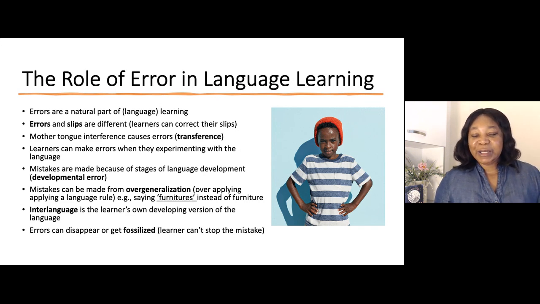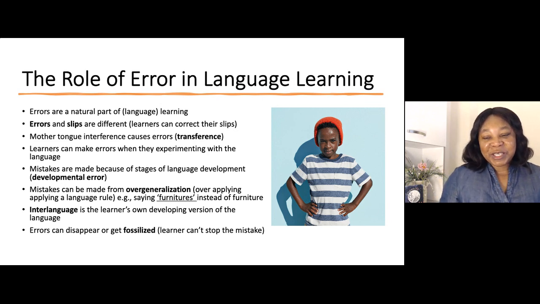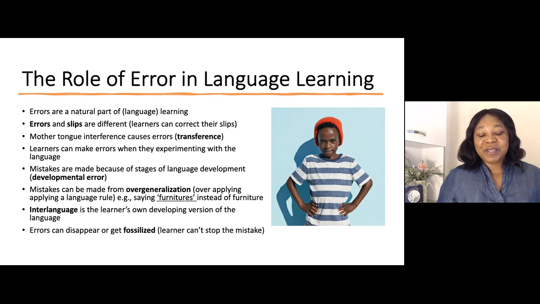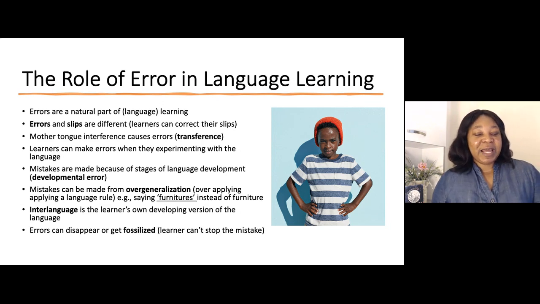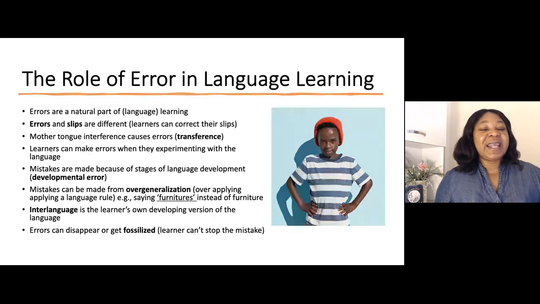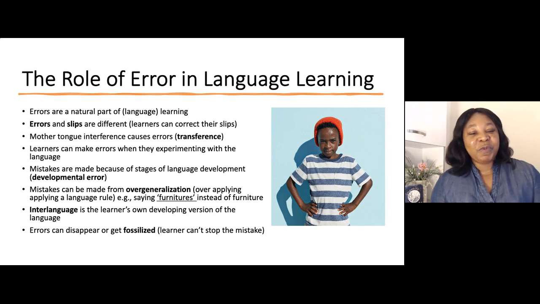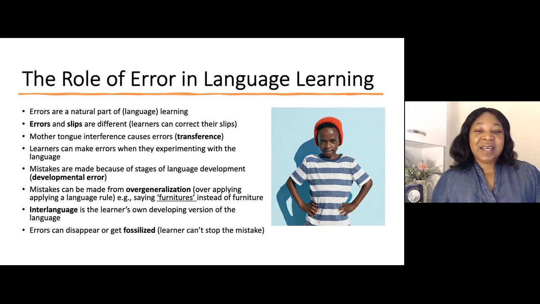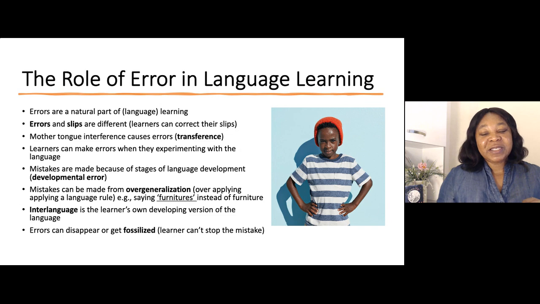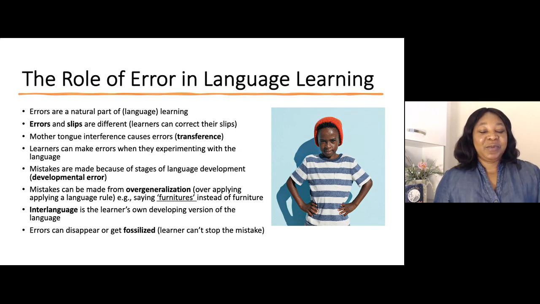Some of them you already know, so that in the TKT, when they give you an expression, you can say, oh, is it A, an interlanguage? B, is it transference or mother tongue interference? Is this a developmental error? You know the difference. You say, oh, it's overgeneralization. So an interlanguage is the learner's version of their own language. It could be mixed up with their native language, English and their native language, or English with their own way of using the language. They're just learning the language.